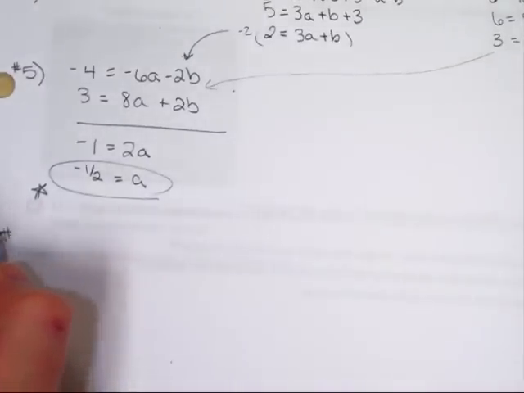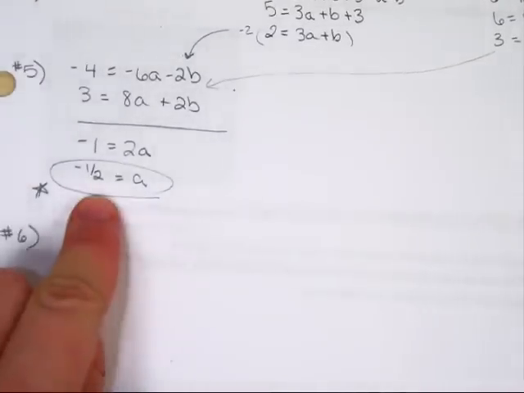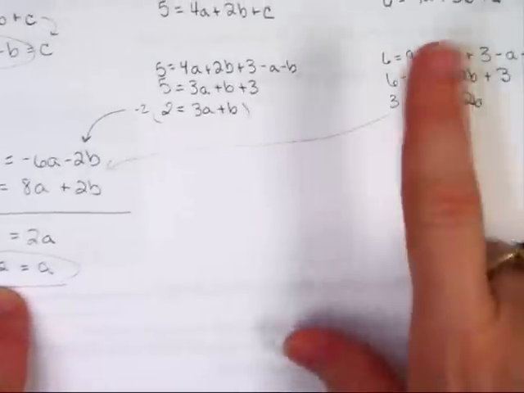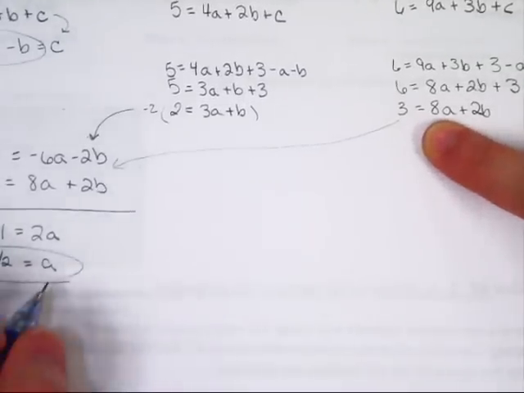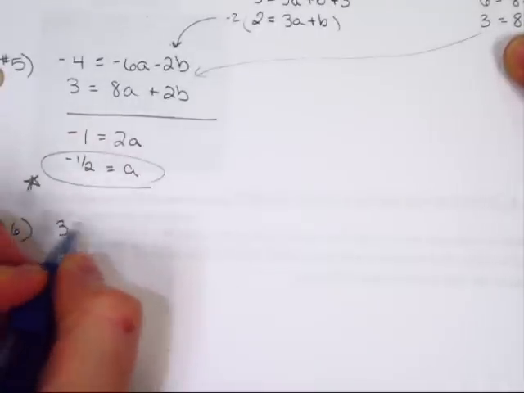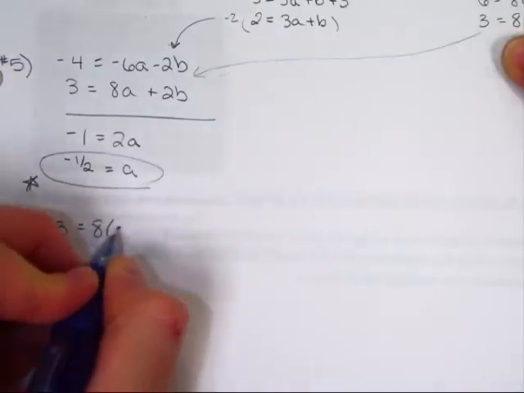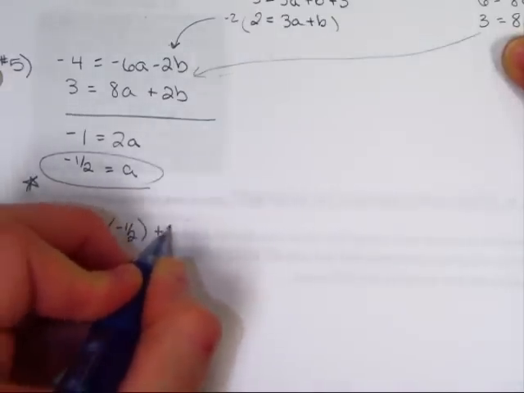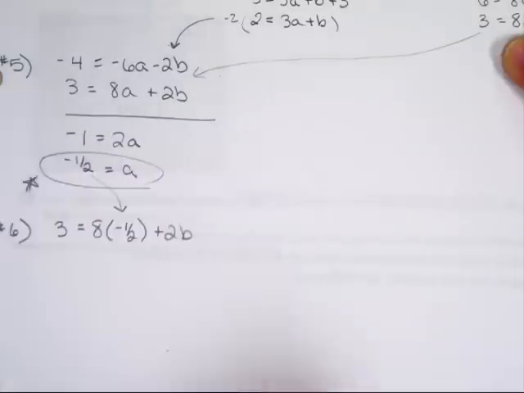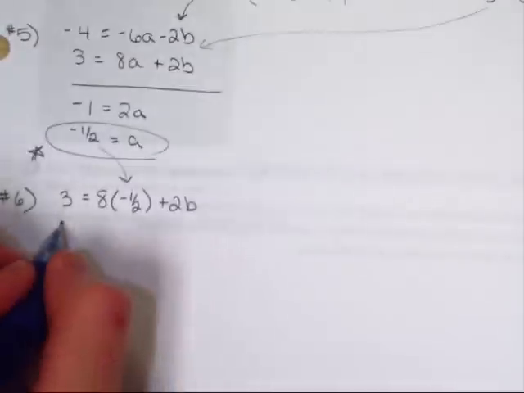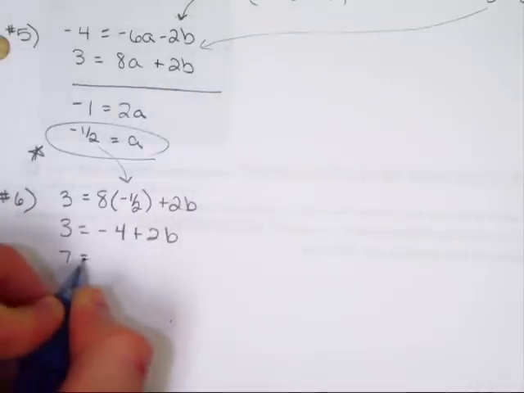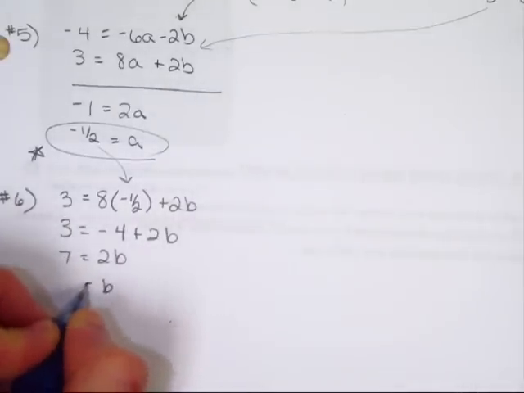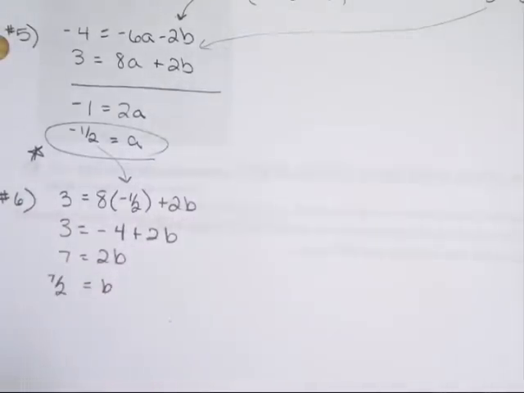Step 6. Take this and let's plug it in. Let's plug it into this equation because I know the numbers will work out nicely. If not, you'll just have to work with fractions. 8 times negative 1 over 2 plus 2b. Notice I just put in for a. 3 equals negative 4 plus 2b. 7 equals 2b. b equals 7 over 2, or 3.5, since it's a terminating decimal.